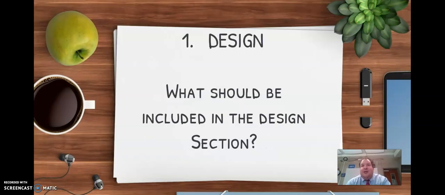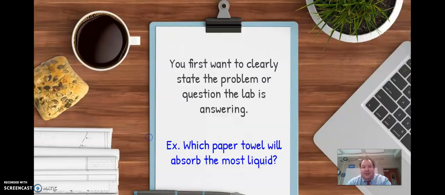Now, what should be included in that design section? It's very simple. First thing we want to do is clearly state the problem or the question that the lab is answering. When I thought about the different labs that we've done over the years, an example that is clearly stated is, which paper towel will absorb the most liquid?